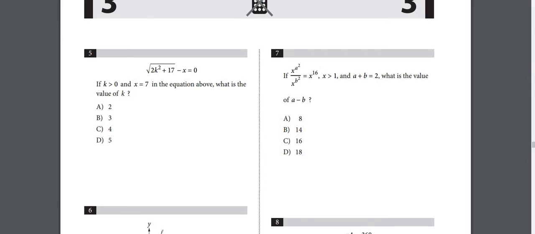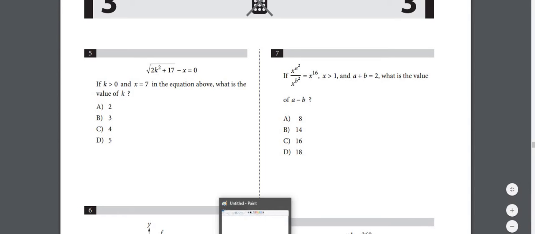Alright, let's move on to question number 5. Square root of 2k square plus 17 minus x equals 0. So the value of x is given as 7, and also k is given to be greater than 0, and the question is what is the value of k.